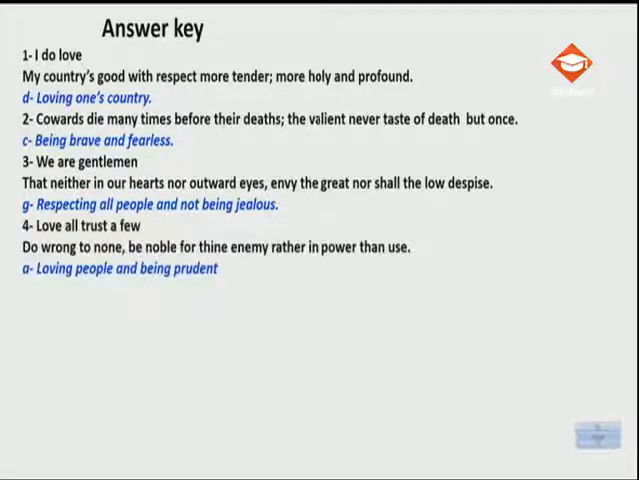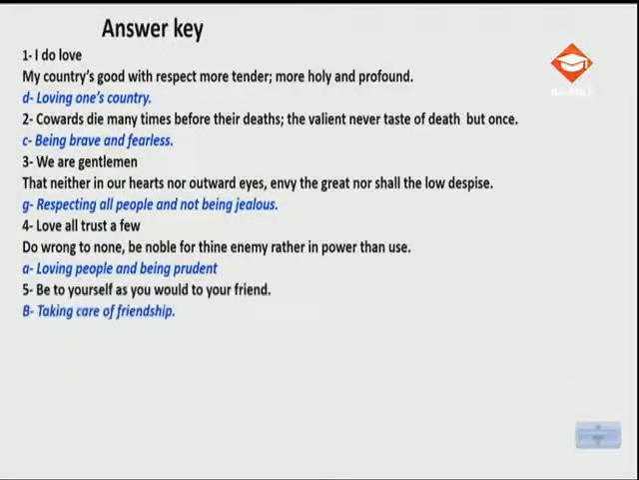Love all, trust a few, do wrong to none, be noble for thine enemy rather empower than use. You said it's loving people and being prudent, so you love everybody, but you should not trust all of them blindly.